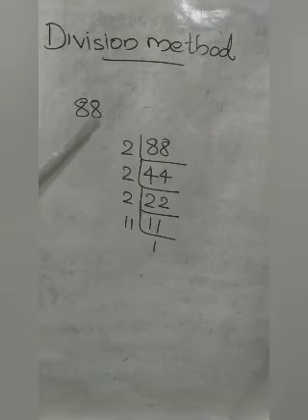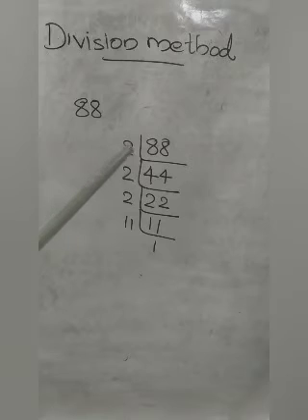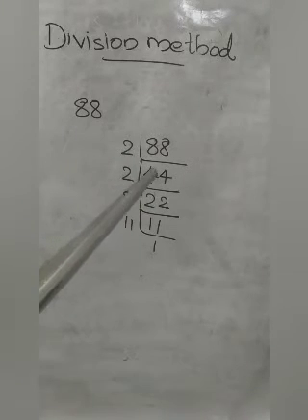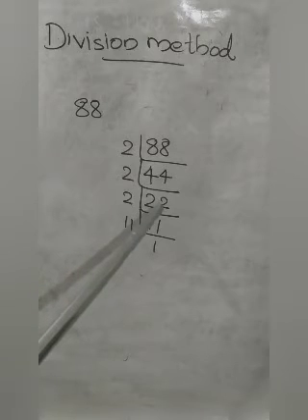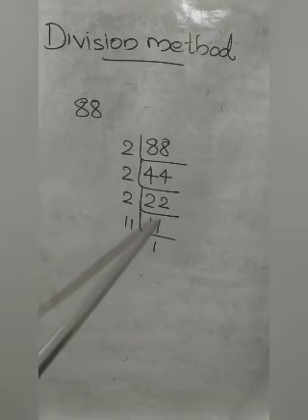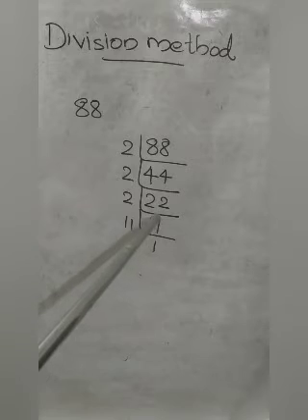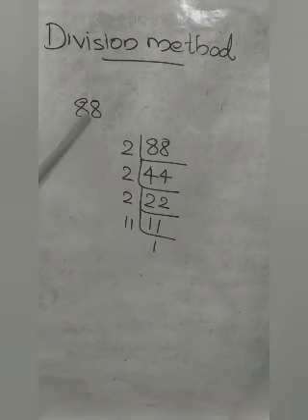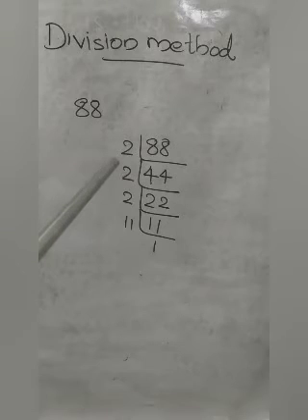Example: factorizing 88. You know 88 is an even number, so we can start with 2. 2 in 88, 44 times. Again it's an even number. Start with 2. 2 in 44, 22 times. Again it's an even number. 2, we are getting 11. 11 is a prime number, so the only factor for 11 is 11 itself. So 11 into 1. So what is the prime factorization of 88? 2 into 2 into 2 into 11.